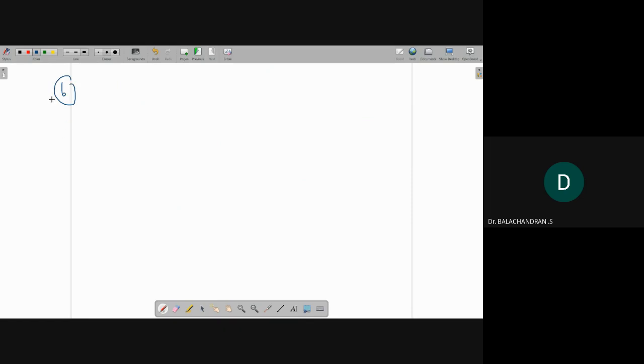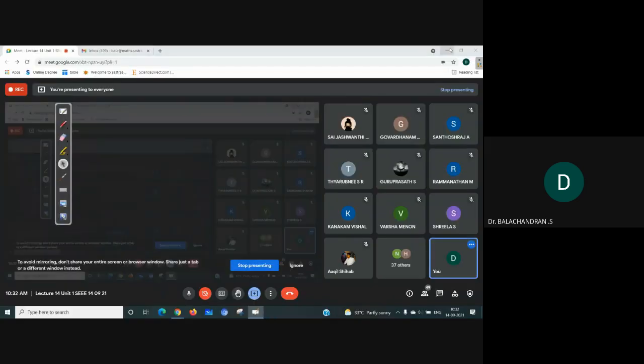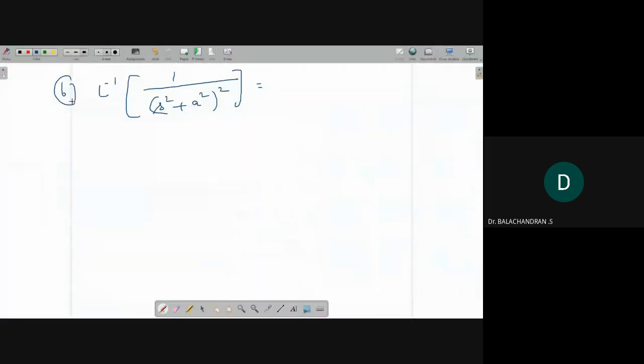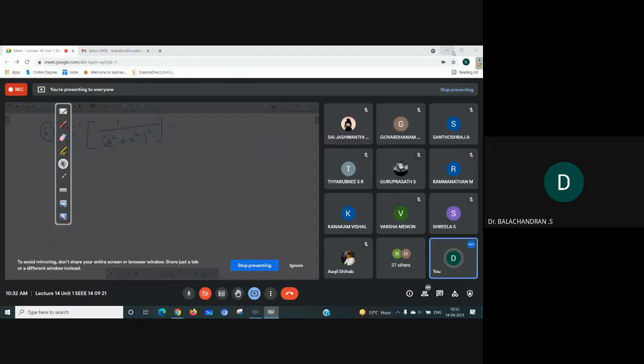Okay, so next problem is L inverse of 1 by s square plus a square whole square. So how to solve this problem? Anyone? Very good. What is your name?